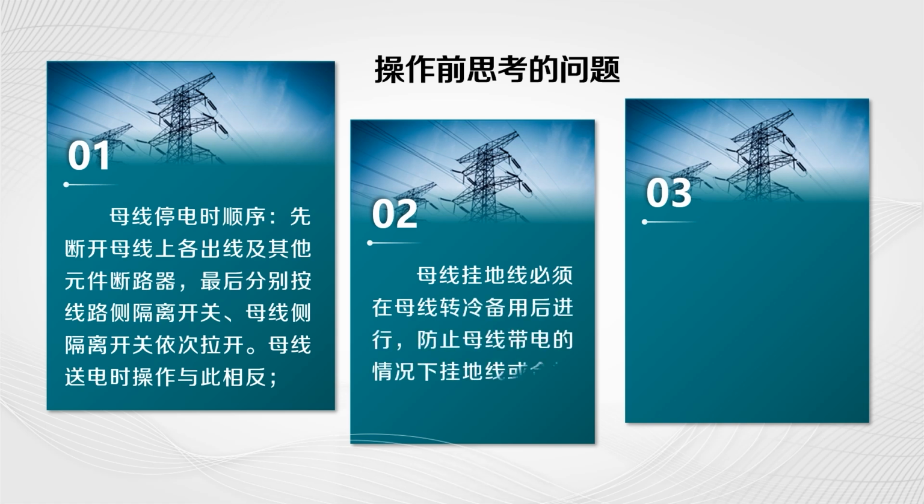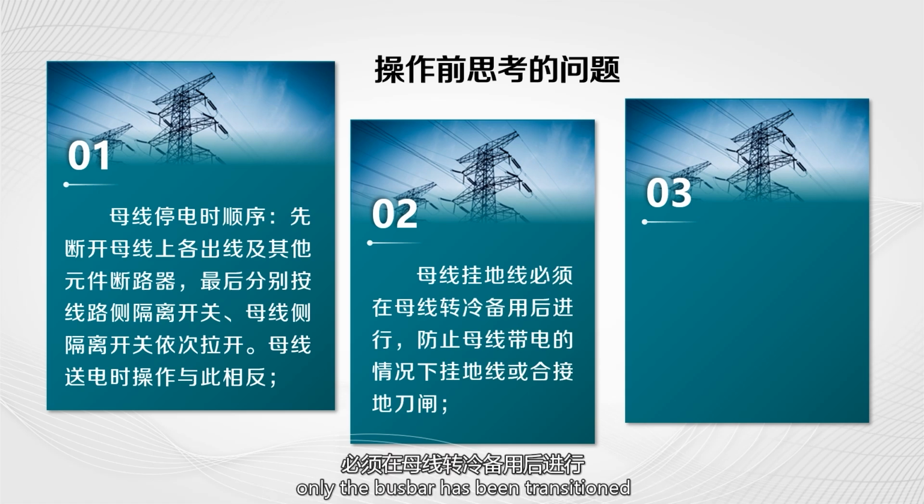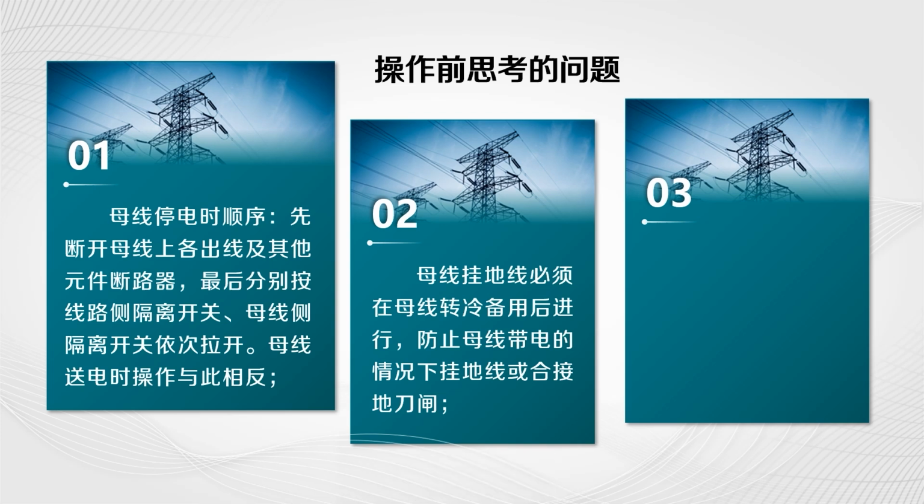Question 2. The grounding lines must be installed on the busbar only after the busbar has been transitioned to a cold standby mode, to prevent installing the ground wires or closing the ground switch while the busbar is live.